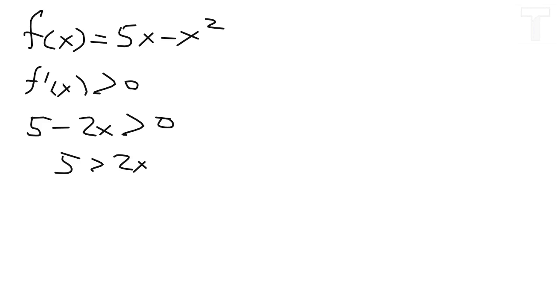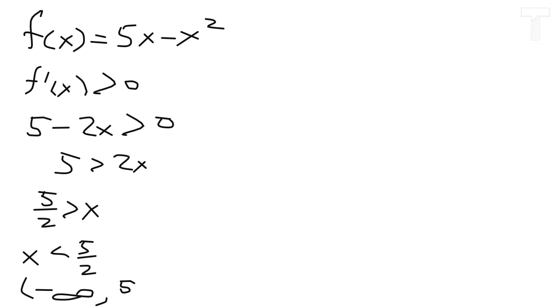I'm just going to solve, and I'm going to get 5 halves is greater than x, which means x is less than 5 halves. So f of x is increasing for all x less than 5 halves, or I can give my answer in interval notation. That would be negative infinity up to 5 halves.